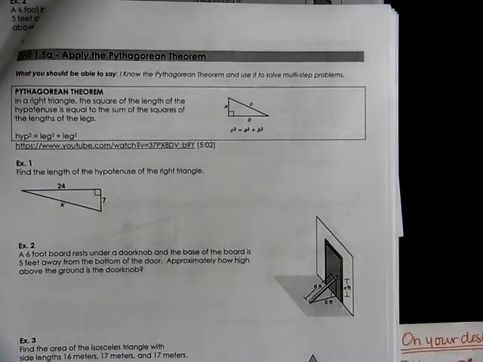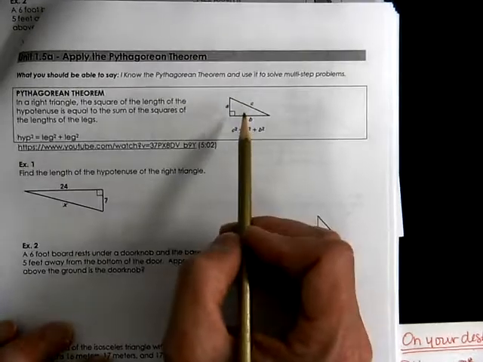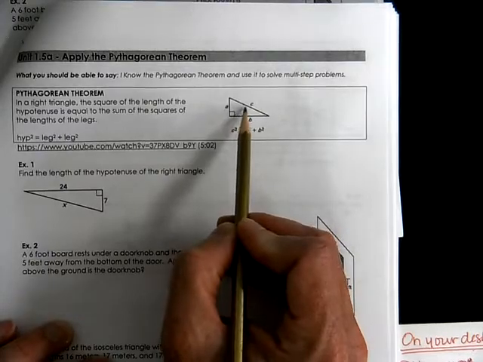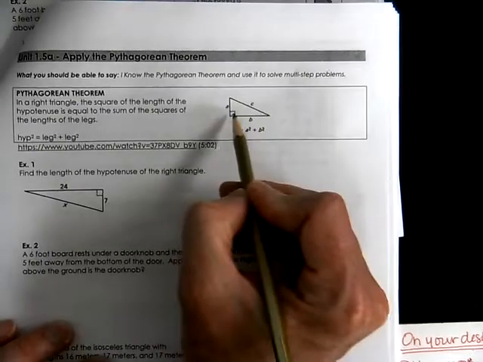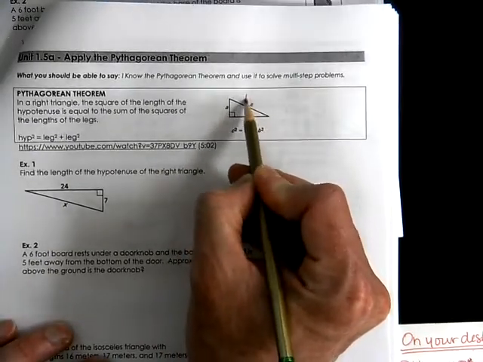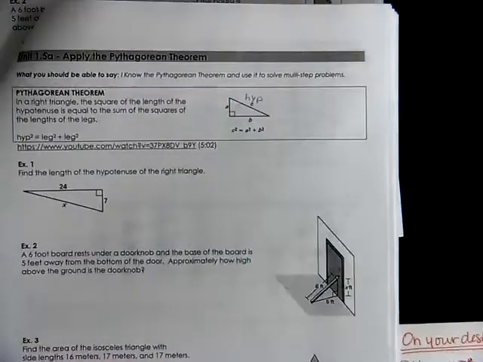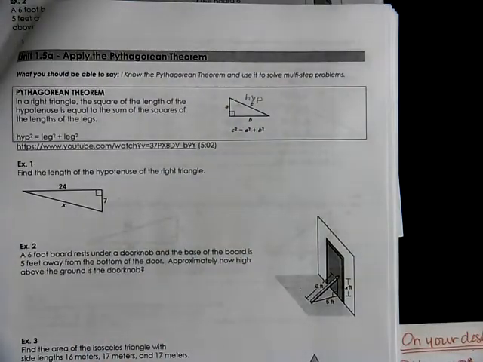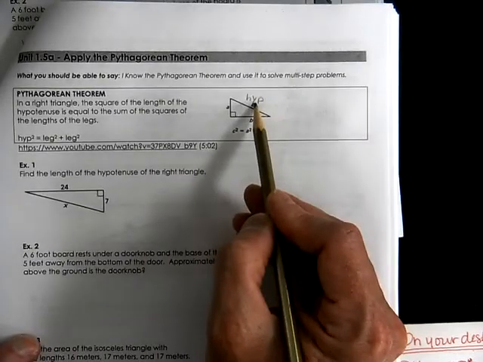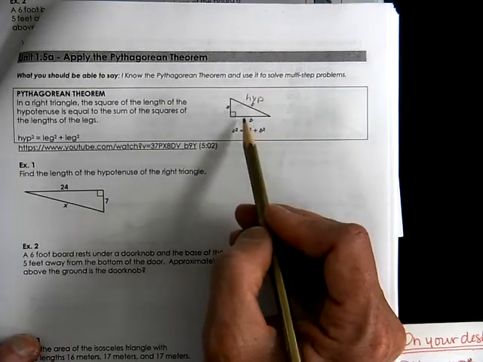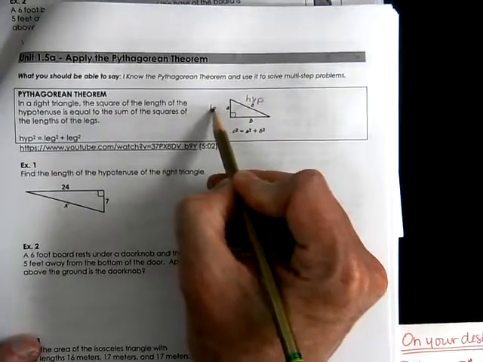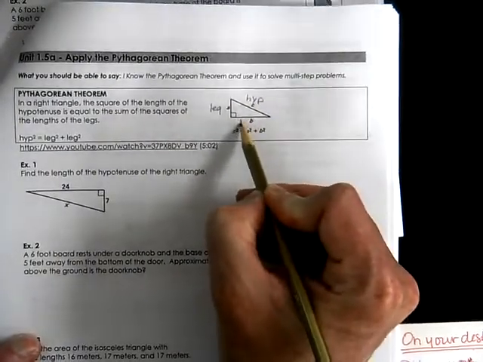This is Geometry 1.5a, talking about the Pythagorean Theorem. So the Pythagorean Theorem is the square of the lengths of the hypotenuse. The hypotenuse is across from the 90-degree angle. That's the identification of where the hypotenuse is. And when we square the hypotenuse, that's going to be equal to the sum of the square of the legs.